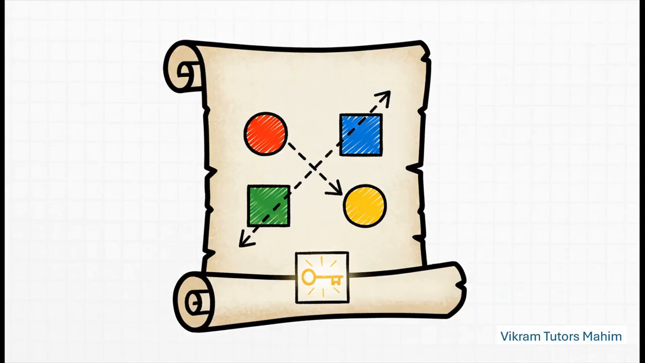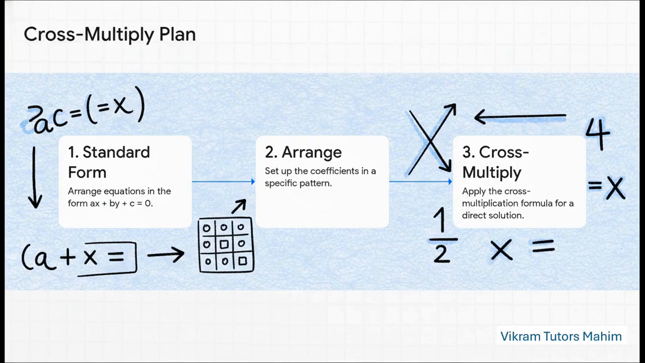And for our final tool, cross multiplication. This is like a secret formula for a super direct solution. You just have to get the equations into standard form first. Then you can unleash the formula.